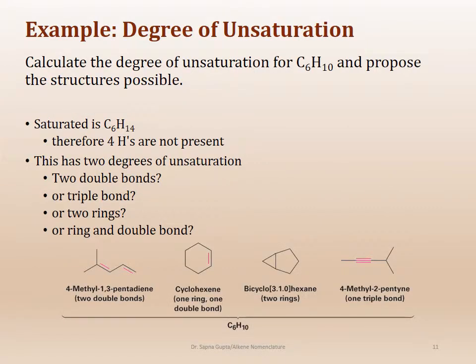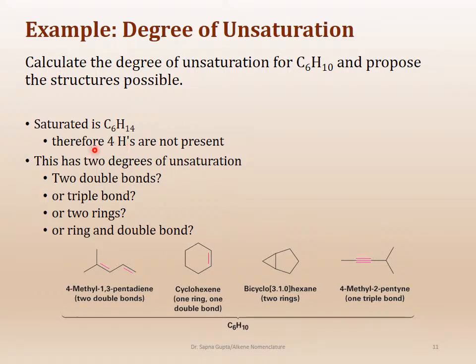Let's do another example. And here we have a formula of C6H10. The question is saying to propose as many structures as possible for C6H10. So the first thing that we do is find out the number of hydrogens that are missing. For an alkane, if we had 6 carbons, we would have 14 hydrogens. So therefore, 4 hydrogens are missing. So 4 divided by 2, which means we have 2 degrees of unsaturation, which means that we could have 2 double bonds, 1 triple bond, 2 rings, or 1 ring and a double bond.